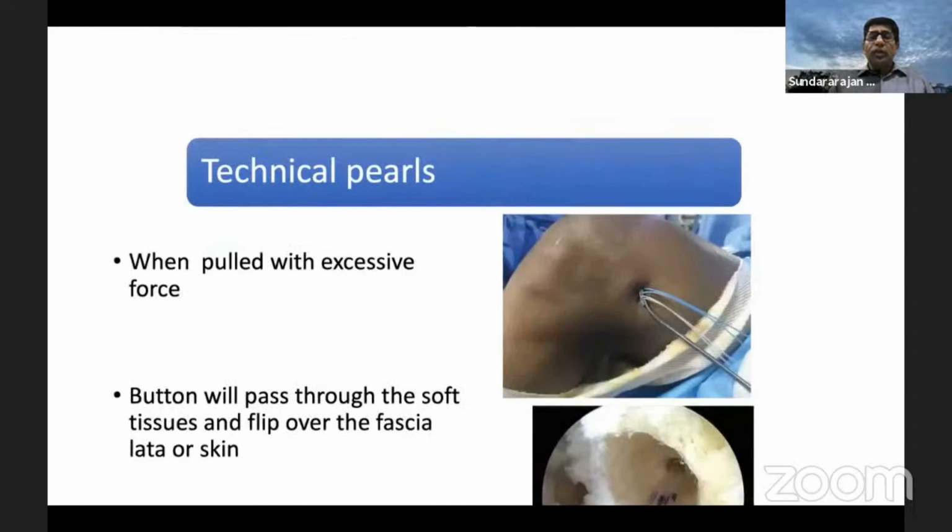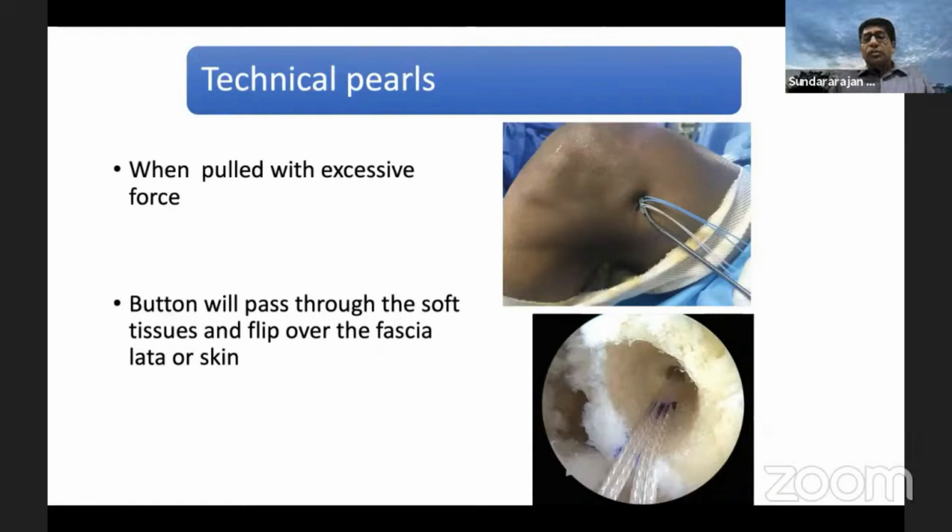Because one of the other possibilities is that by pulling the graft excessively, it can come out of the tensor fascia lata, or sometimes even it can come out of the skin like this. Of course, this is a bit obvious. Sometimes when it comes to the tensor fascia lata, you may miss it, and then there is a chance that the graft can get laxity later. Once you see the mark, which is not in the apex of the tunnel, that means it is out of the tensor fascia lata.